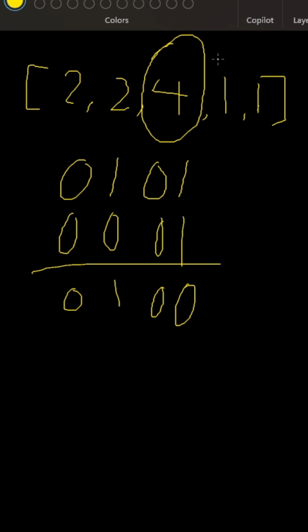You can try this on your own, switch this order any way you want, you end up with the same result because XOR is commutative.